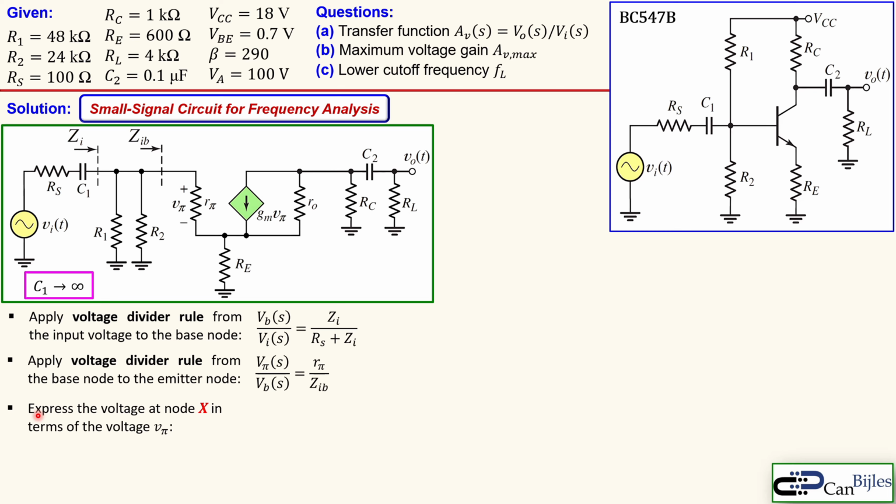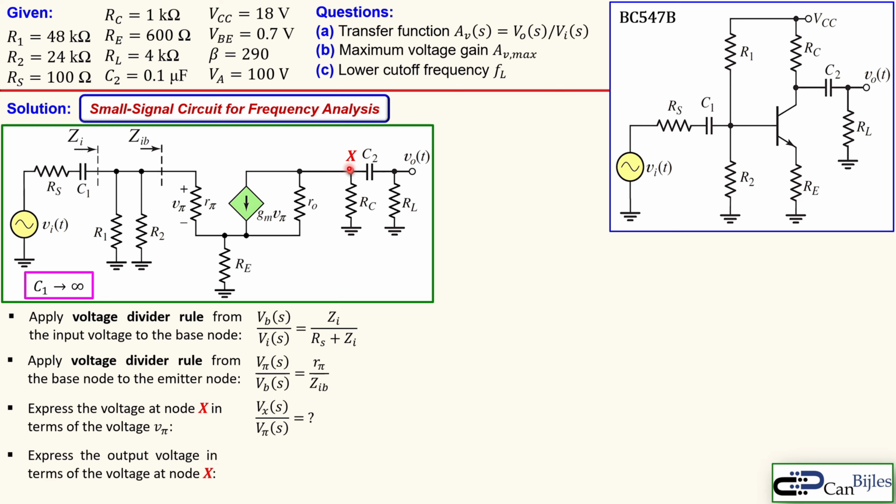Then the next step is the expression of the voltage at node X, which is this node, or that node is the exact same, in terms of the voltage V pi. That's this voltage. So that's also a question mark, and that will also be discussed shortly. So Vx over V pi, all in the Laplace domain, needs to be determined. And the final one is the expression of the output voltage in terms of Vx.